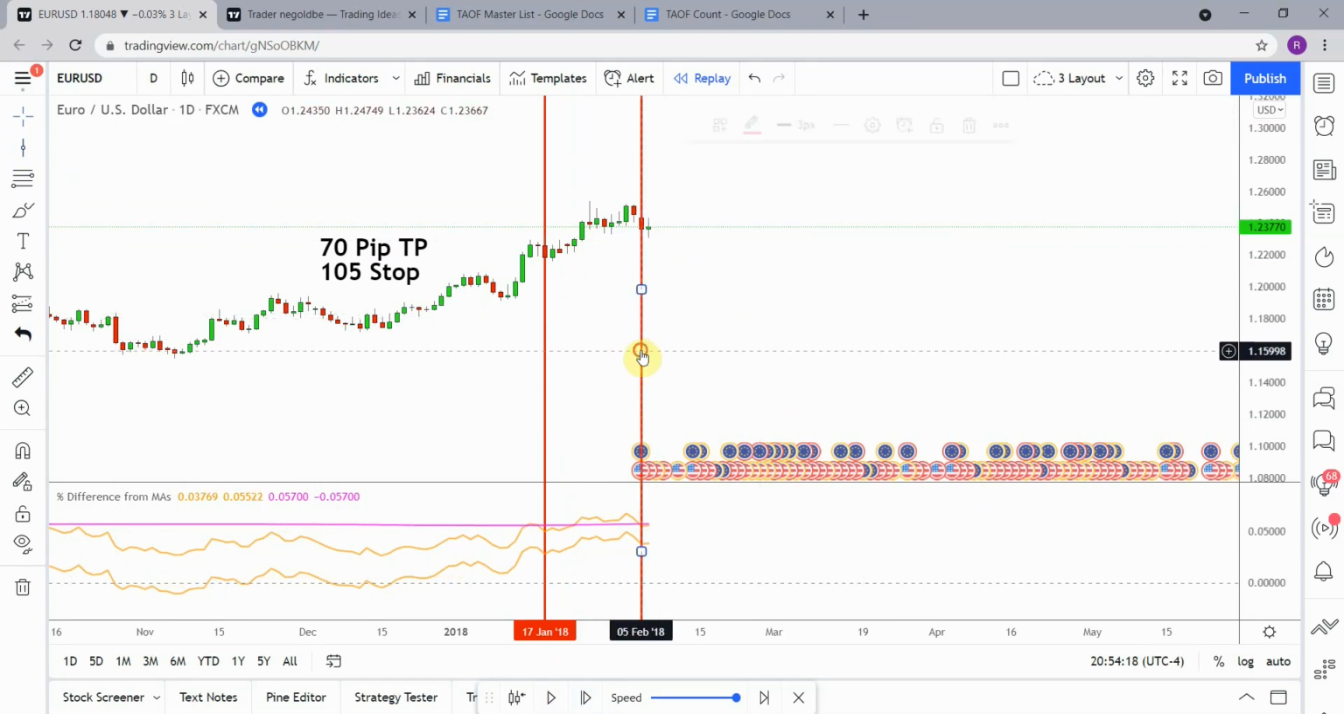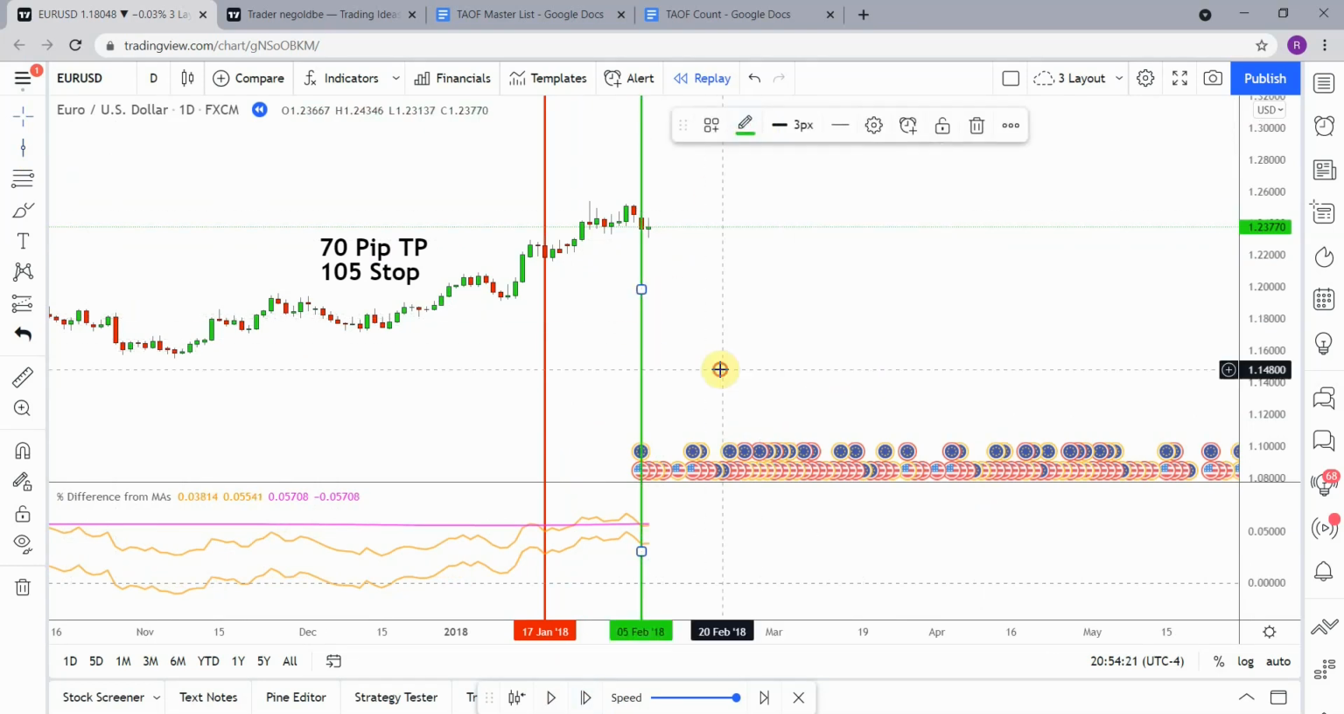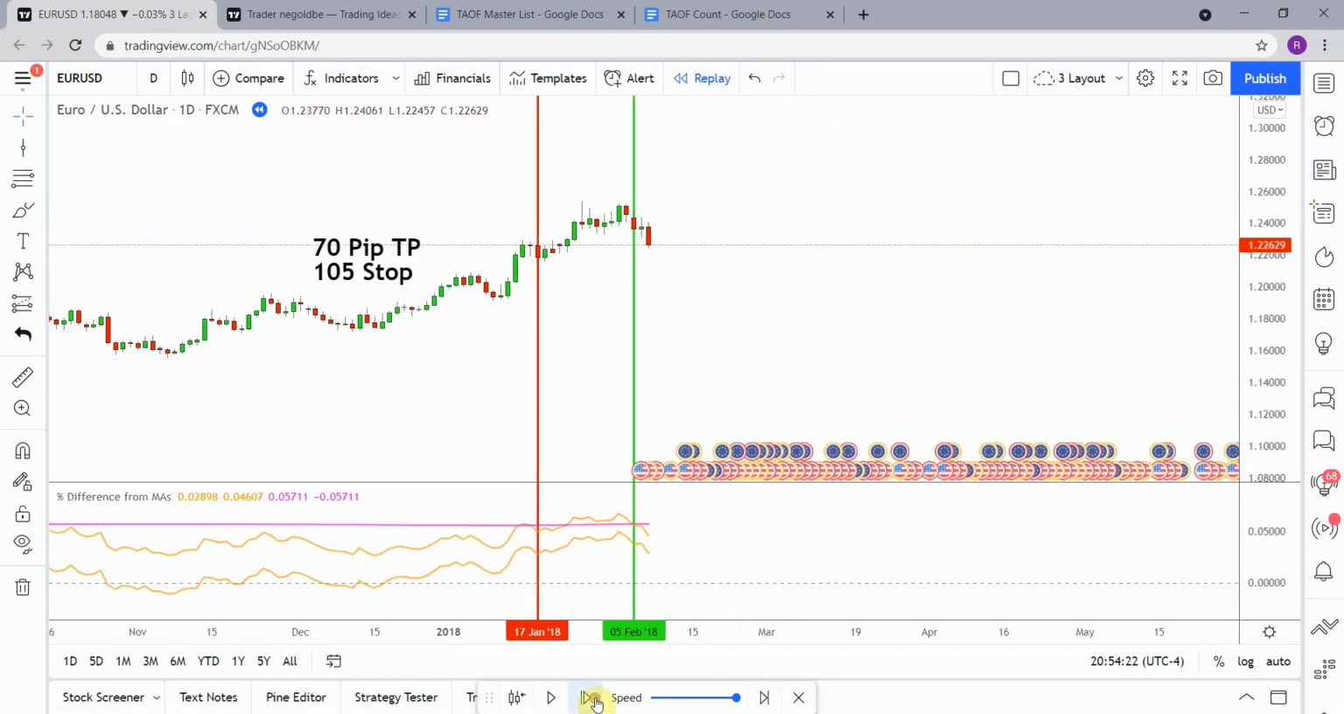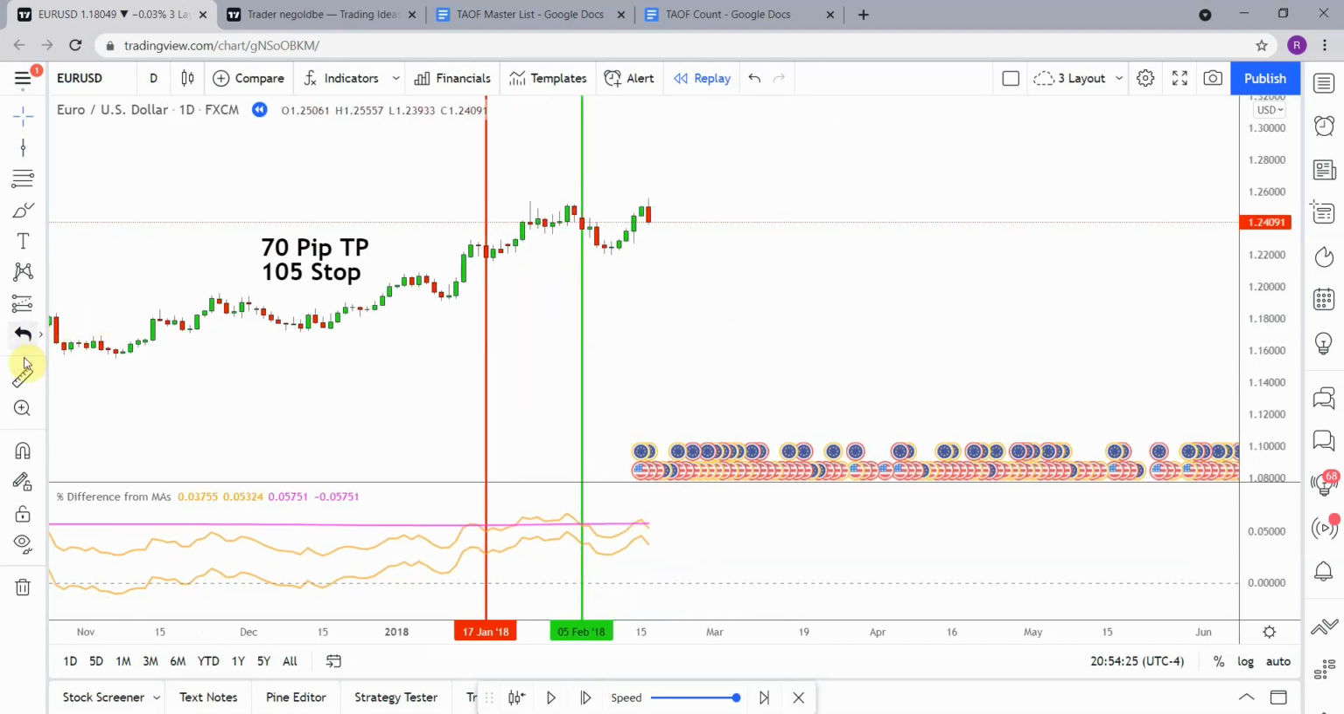And we get the cross back into the center right there on that one. And looks like this one is going to get us to take profit. Yes, it did. All right, so we got one winner and one loser at this point.